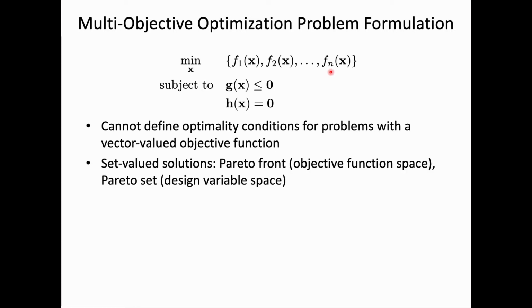We produce set-valued solutions for multi-objective optimization problems, and we call this set of solutions either the Pareto front, the Pareto frontier, if we're talking about the solutions in the objective function space, or we call them the Pareto set if we're talking about the solutions in the design variable space. In this solution process, we are searching for what we call non-dominated points. And a non-dominated point is one where we cannot improve one objective function without degrading at least one other objective.